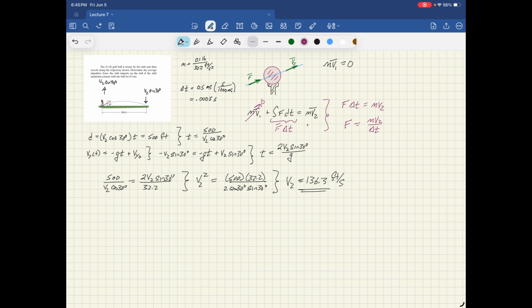Now going back to my original problem, now that I've solved the projectile motion problem, we can find out our final value is F equals the mass, so 0.1 over 32.2 times v2, which is 136.3, divided through by delta T, which was 0.0005, for a total impulse of 847 pounds.